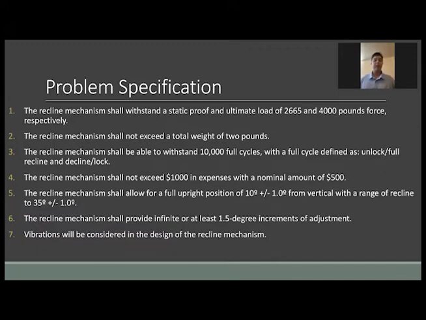The recline mechanism should also not be allowed to exceed $1,000 worth of expenses, with a nominal amount of $500. The fifth specification was that the recline mechanism shall allow for a full upright position of 10 degrees with a tolerance of 1 degree from vertical, with the range of recline to 35 degrees from vertical with that 1 degree tolerance. The sixth specification was that the recline mechanism shall provide infinite or at least 1.5 degree increments of adjustment. This was the most important specification we focused on, as that's kind of where their initial problem scope came from. And then the last one was that vibrations will be considered in the design of the recline mechanism.